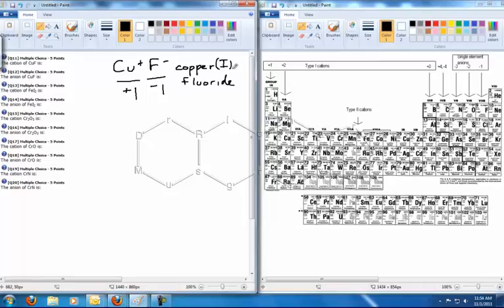Now I have to put the 1 here because copper is one of these, it's a type 2, it can have more than one possible charge, so I have to specify what that charge is. And of course I get the charge by looking at the cation here, so that's going to be Cu+ and F-. Alright, moving on to the next one, we've got FeI2.